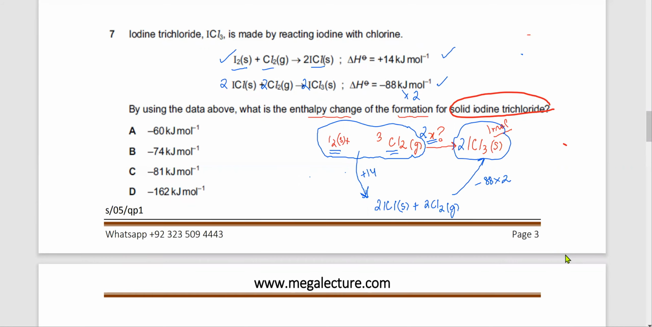The two paths should be equivalent. So path number one, which is this one, should be the same. The enthalpy change would be the same as path number two. So that means 2x should be equal to, take out your calculator and solve this. 2x should be equal to plus 14, which is over here, and minus, if you take this path, it's going to be minus 88 times 2. So tell me what the answer is. Try and solve this and find out what x would be equal to. And what is the answer that you're getting?